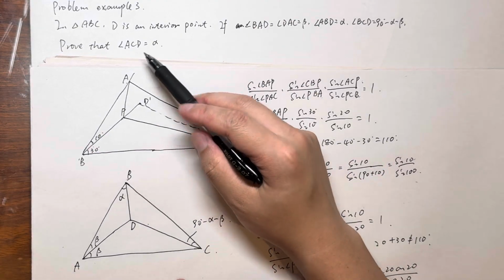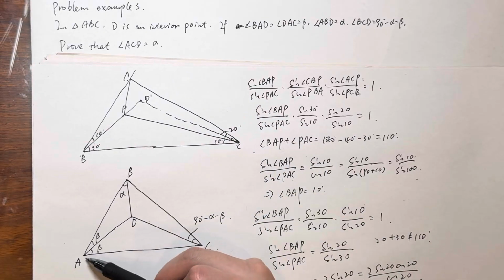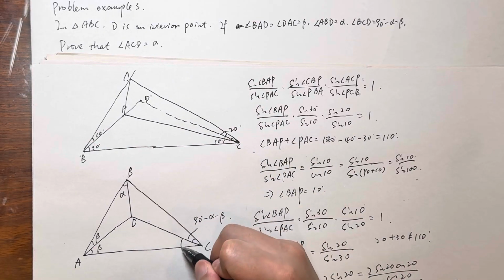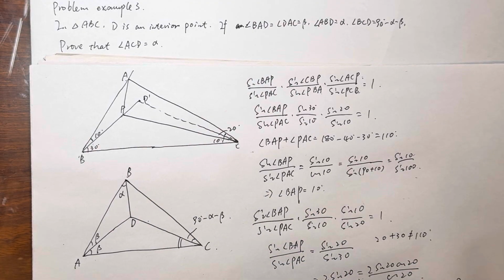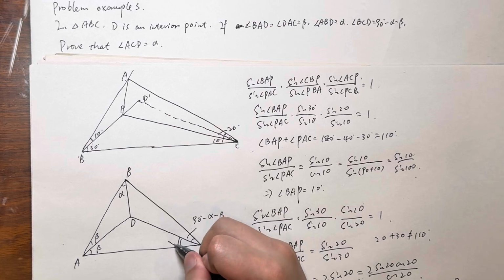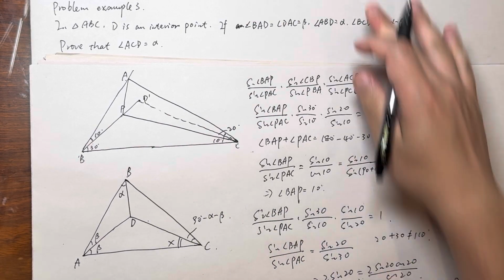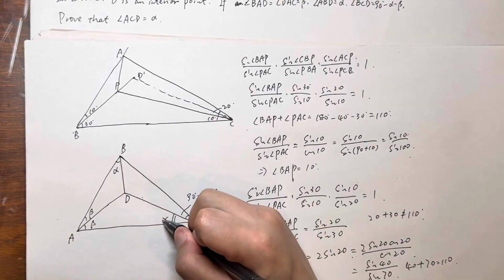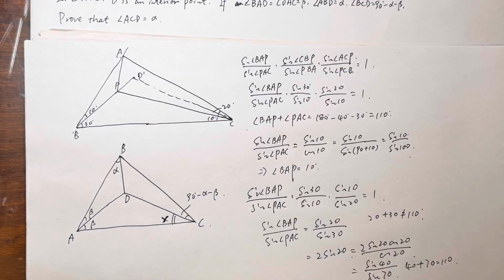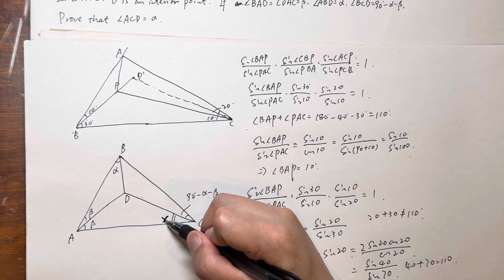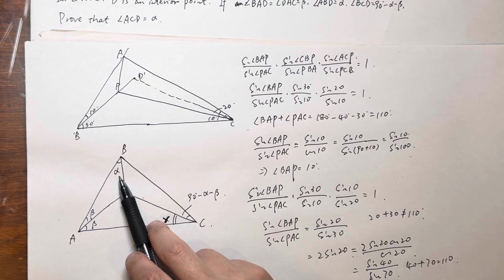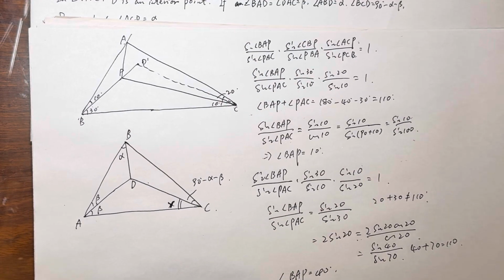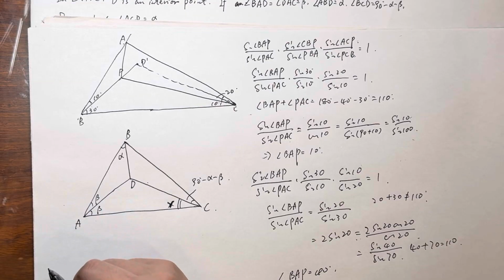Now we want to prove that angle ACD, this angle, equals alpha. We want to prove that this angle equals this one. We can set this as angle x, or let's say angle gamma. So we want to prove that angle gamma equals angle alpha, and just use the trigonometric form of Ceva's theorem.